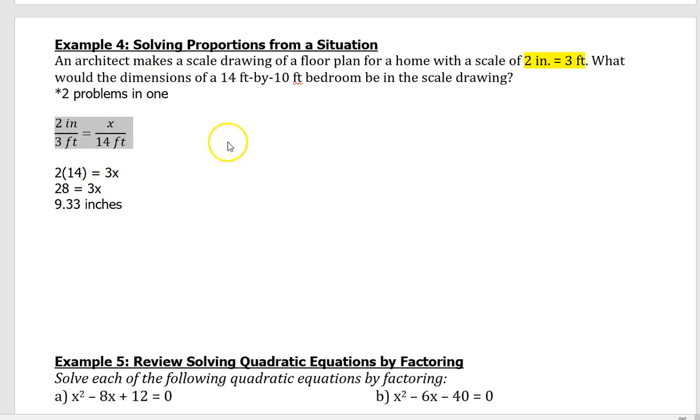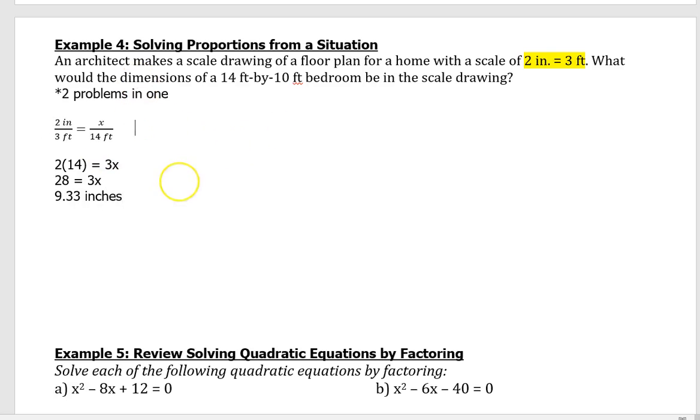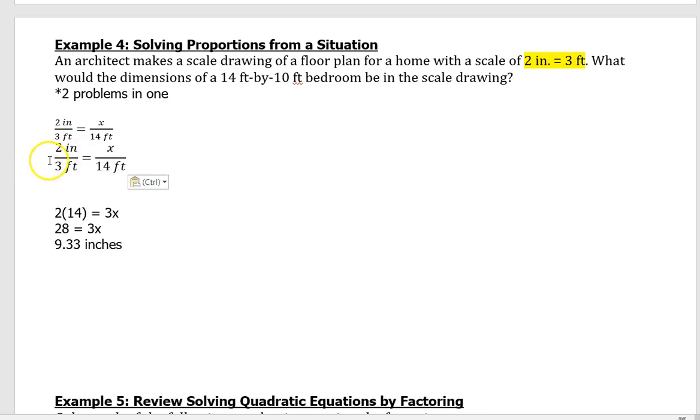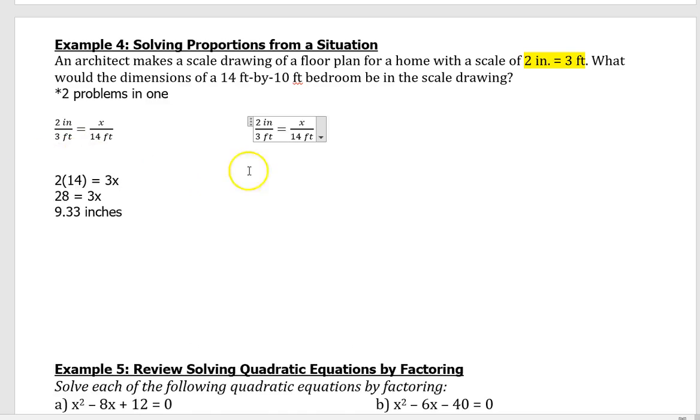Okay, now I'm going to repeat this process for the other side of the bedroom. So I'm literally just going to copy this, except it didn't paste where I wanted it to. Okay, so the only thing I'm going to change up here, the other side of the bedroom is 10 feet. So the cross products will be extremely similar. It's just going to be 2 times 10, still 3 times x. So for this side of the bedroom, 20 equals 3 times x.